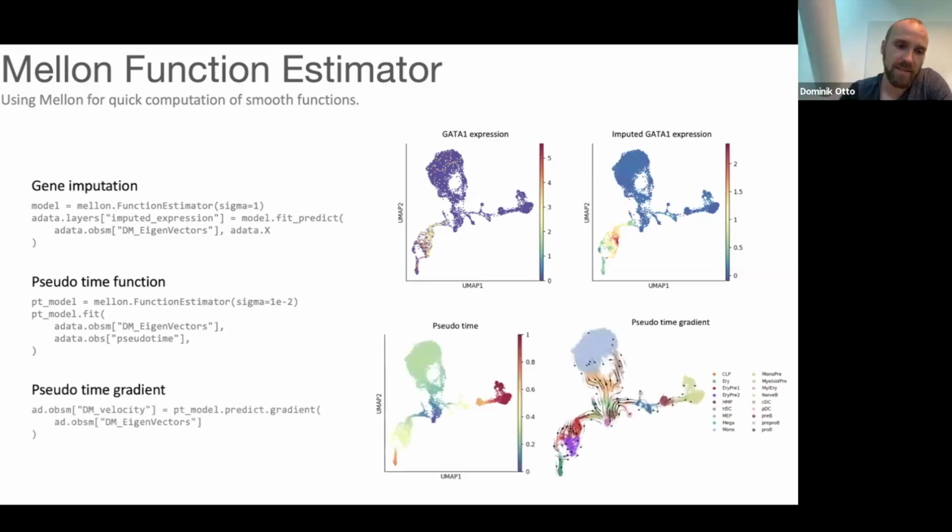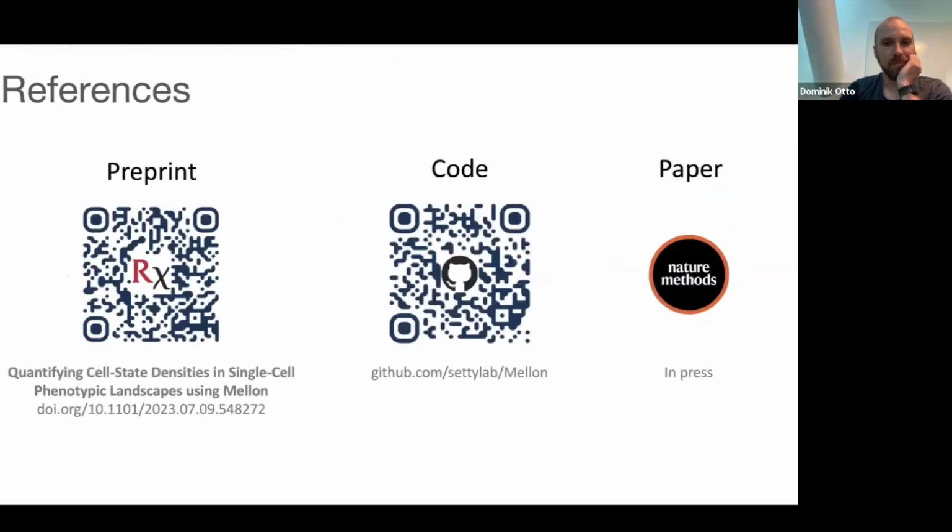And the last thing is, because it's differentiable, you can also compute the gradient of any function that you want. So for instance, if you have a pseudo time, you can compute the pseudo time gradient, which gives you some directionality of movement based on pseudo time. And you can do this for many other functions that you would like to evaluate this way. Yeah, so I just wanted to highlight this point too.